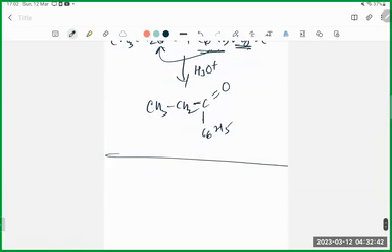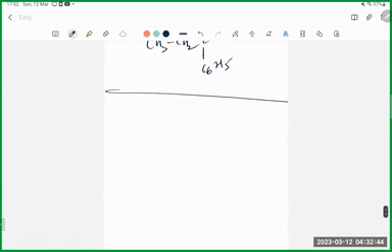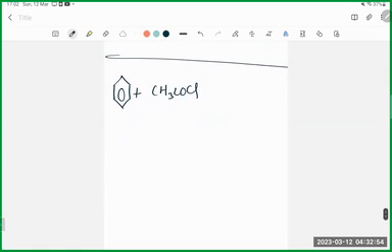This is from nitriles. Then from substituted benzene. Substituted benzene is easy. We can take the benzene compound and treat it with CH3COCl, right? And what is this called? Acylation.